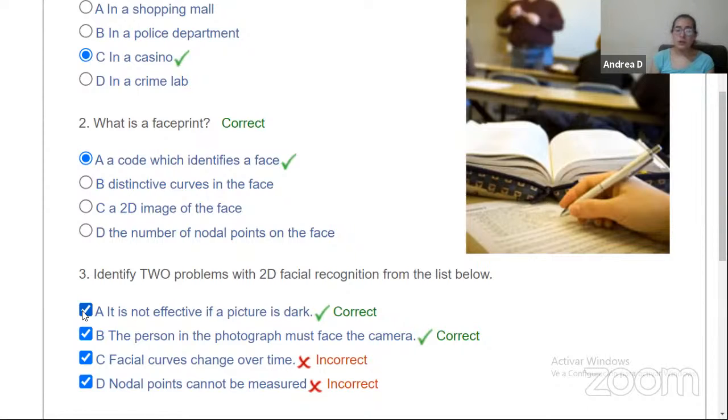Now about D, nodal points cannot be measured. I'm not sure about that. I think nodal points can be measured, and I think we have 80. I think they mentioned something like that. And we know that the number of nodal points is translated into a code. So we should be able to measure the number of nodal points. And it's not effective if the picture is dark. So I think it's sensitive to light or changes in light. So yes.